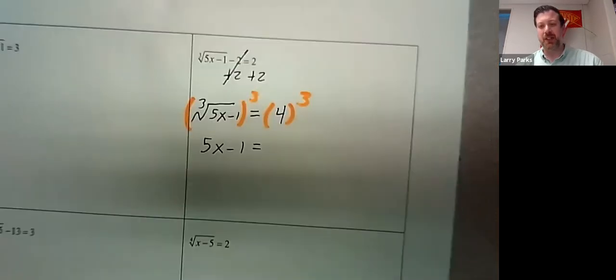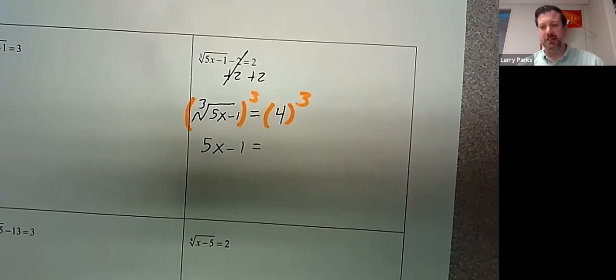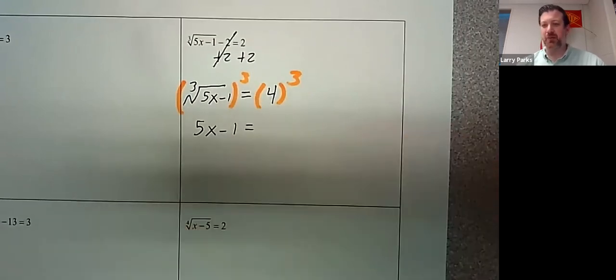And then 4 times 4 times 4 is not 12. Some kids put 4 times 3 and 12. 4 times 4, oh, too early for that. 4 to the third power is 64. I knew that.